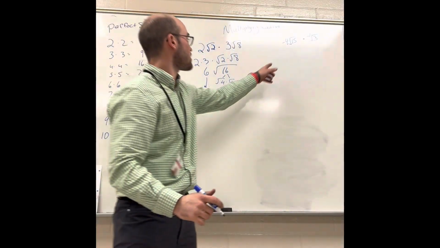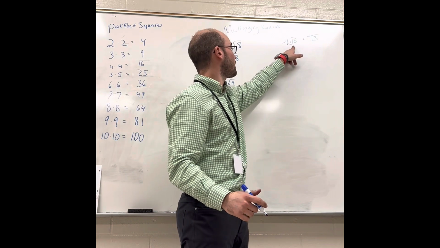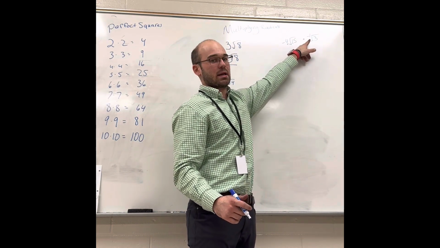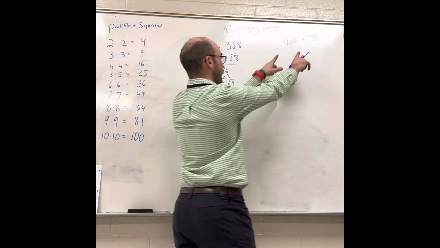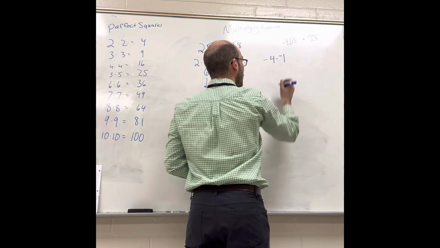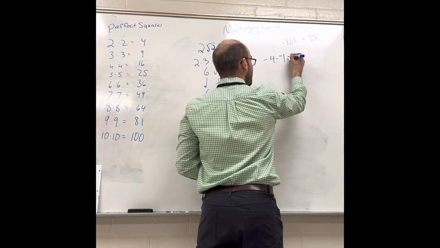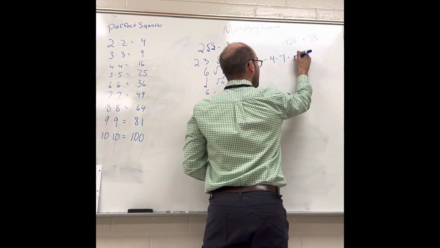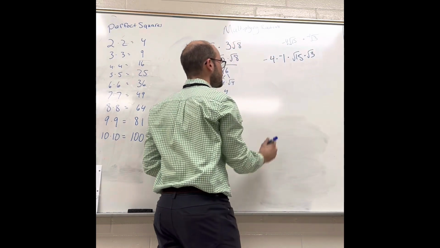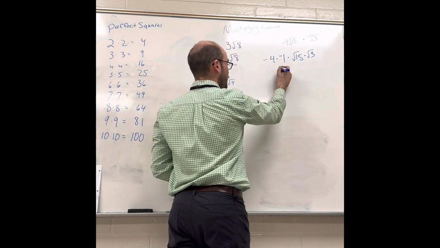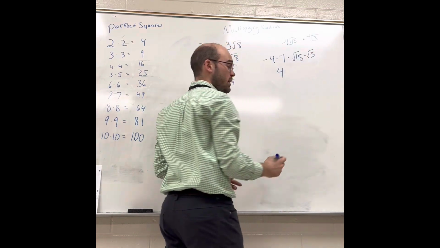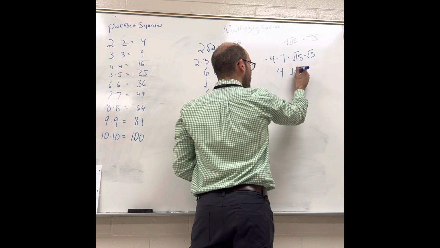All right, let's move on to this one. Negative 4 root 15 times negative root 3. It's like there's a negative 1 there. So outsides are going to multiply together. Negative 4 times negative 1. Insides are going to multiply together. Root 15 times root 3. Negative 4 times negative 1 will get me a positive 4. Root 15 times root 3 would get me a root 45.